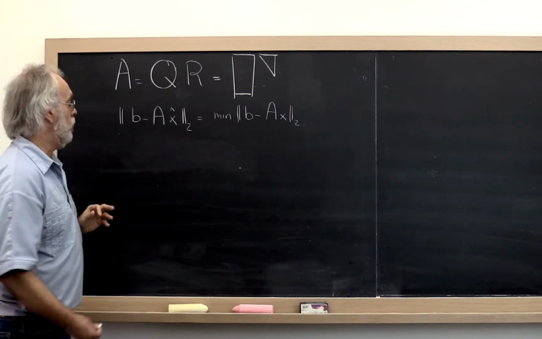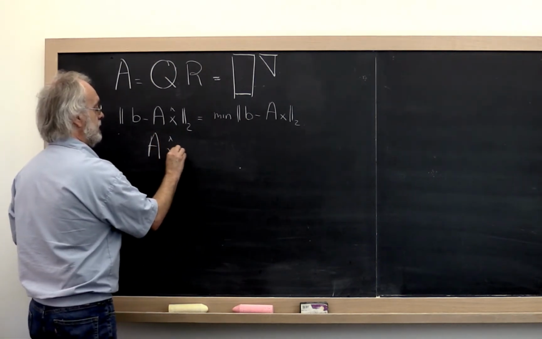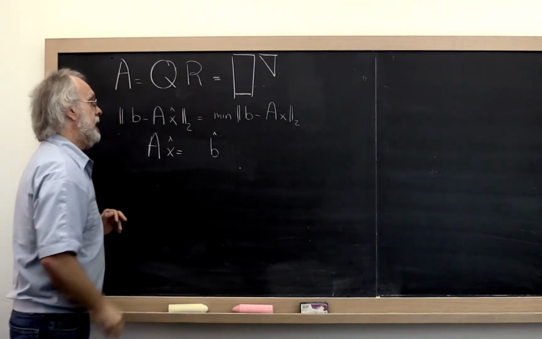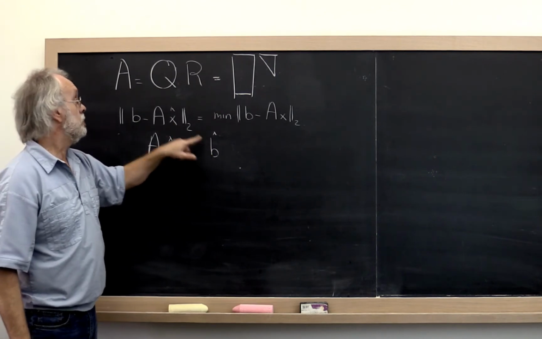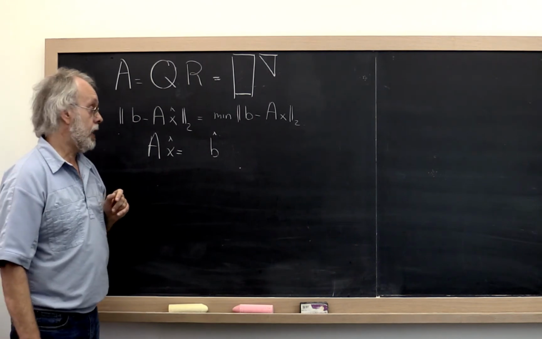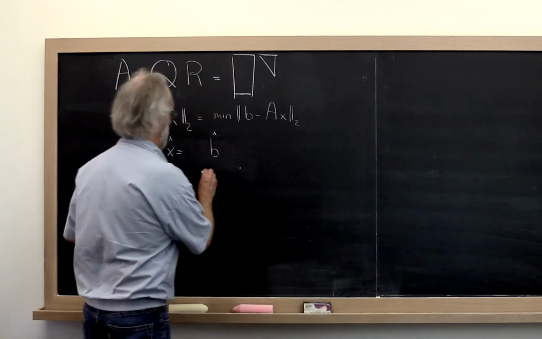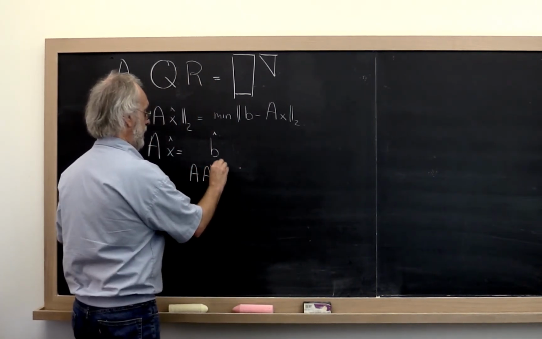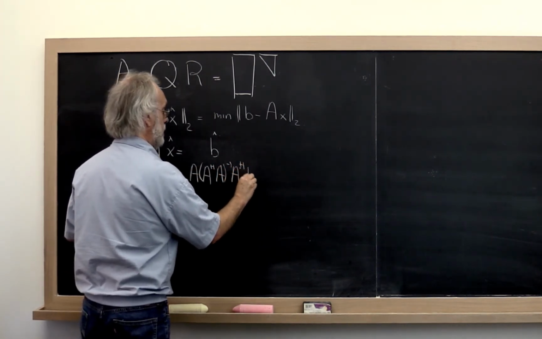Okay, well, what do we know? We know that A times x hat is equal to b hat, where b hat is the projection of b onto the column space of A. So, we could replace b by A times (A Hermitian A) inverse times A Hermitian times b.